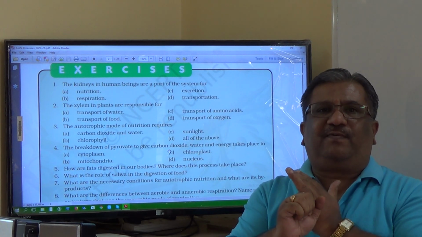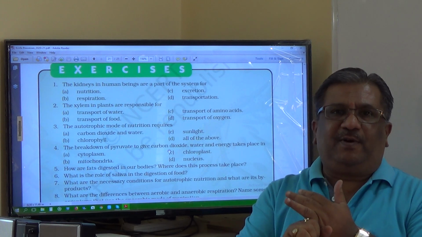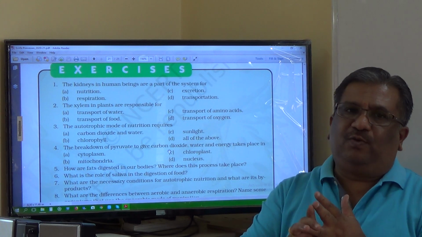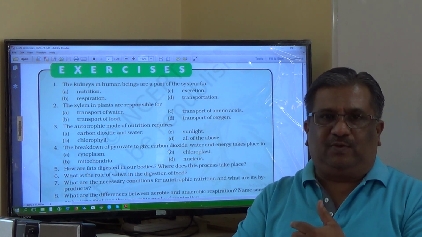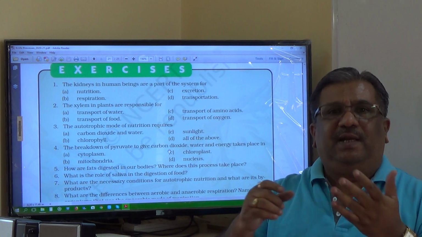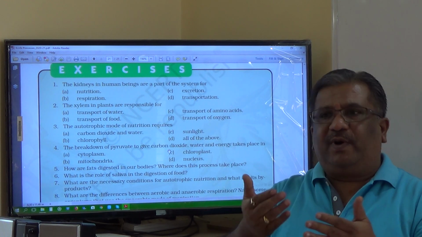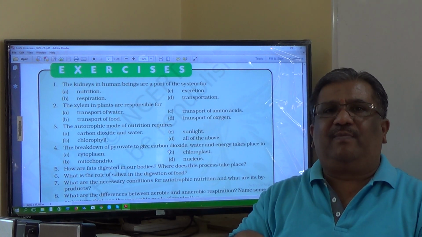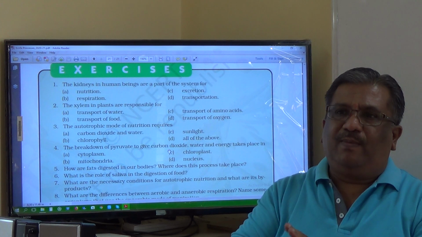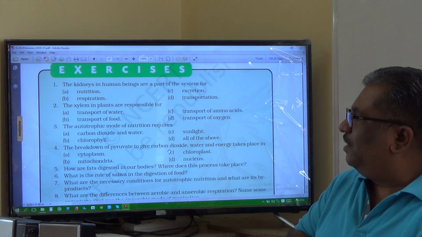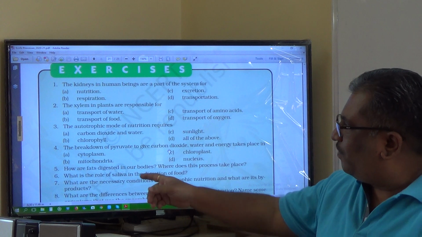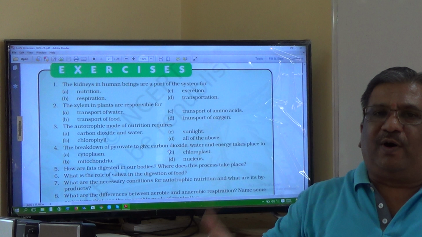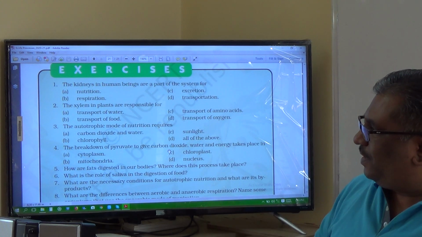First, emulsification of fat molecules in duodenum, beginning portion of the intestine, by means of bile juice or the bile salts present in the bile juice, secreted by liver basically. Before it is secreted, it is produced by the liver, stored by the gallbladder, and then it is secreted into duodenum. I think you understood what I said. How are fats digested in our bodies? Where does this process take place? So duodenum and then small intestine is the place where it takes place.